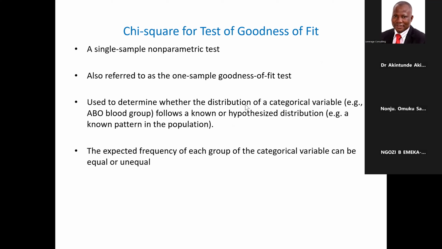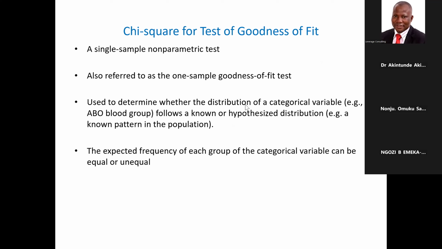I will explain. It is also called the one sample goodness of fit test, used to determine whether the distribution of a categorical variable, for example ABO blood group, which usually comes to mind, follows a known or hypothesized distribution, for example a known pattern in the population. Let me explain. In any population, work might have been done before to know the distribution of blood group, I mean the ABO blood group. Let's just focus on the ABO system.